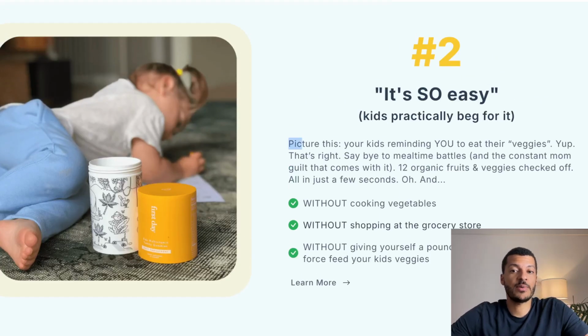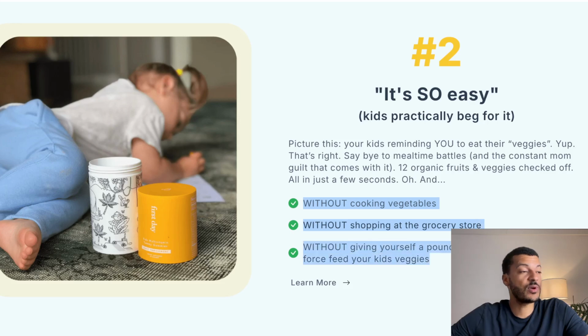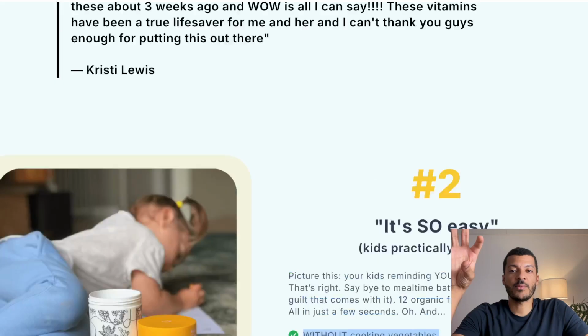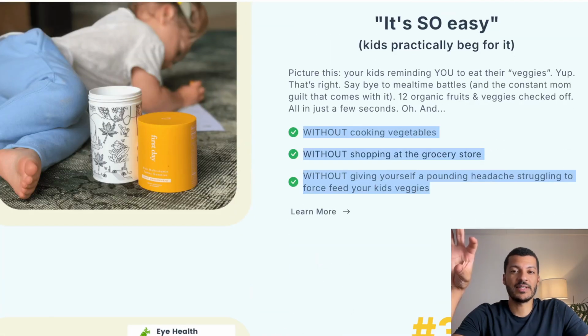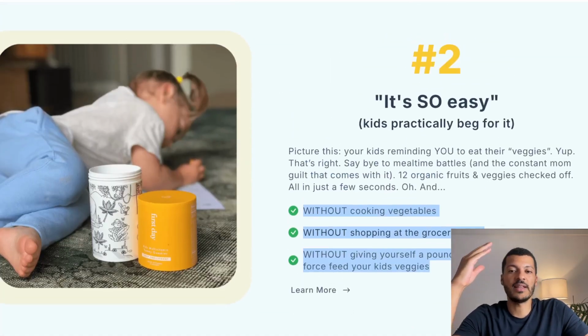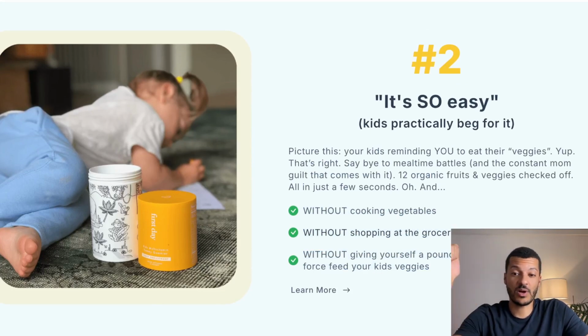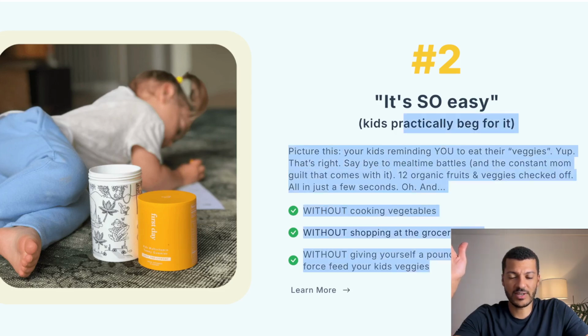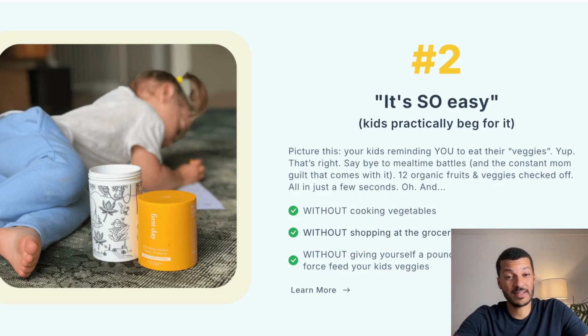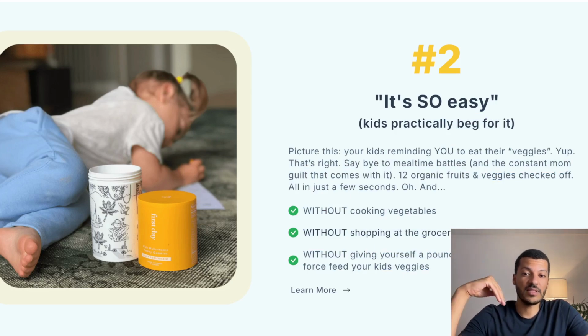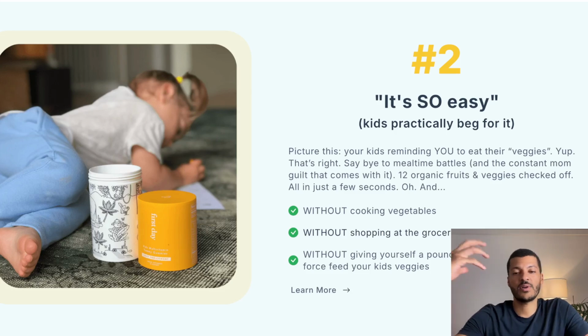Here they're talking about the solution essentially, and this is everything that you don't have to do, which is a great angle in that sense, right? Because when we're talking about diet, this is what people think about. They think, oh, well, diet is so complicated and I have to cook vegetables, I have to shop, struggling to force feed your kids with veggies. I have to give them veggies, but they don't like them, right? I tried it already. So all of this stuff comes up.